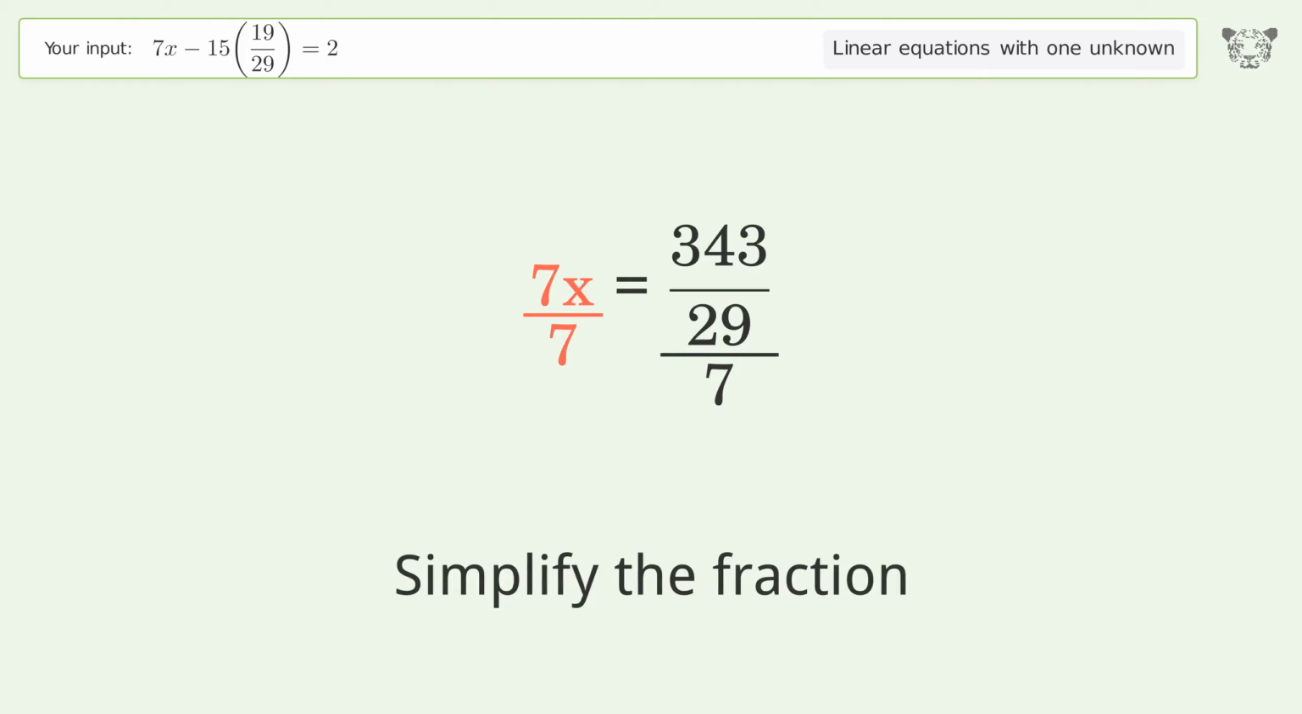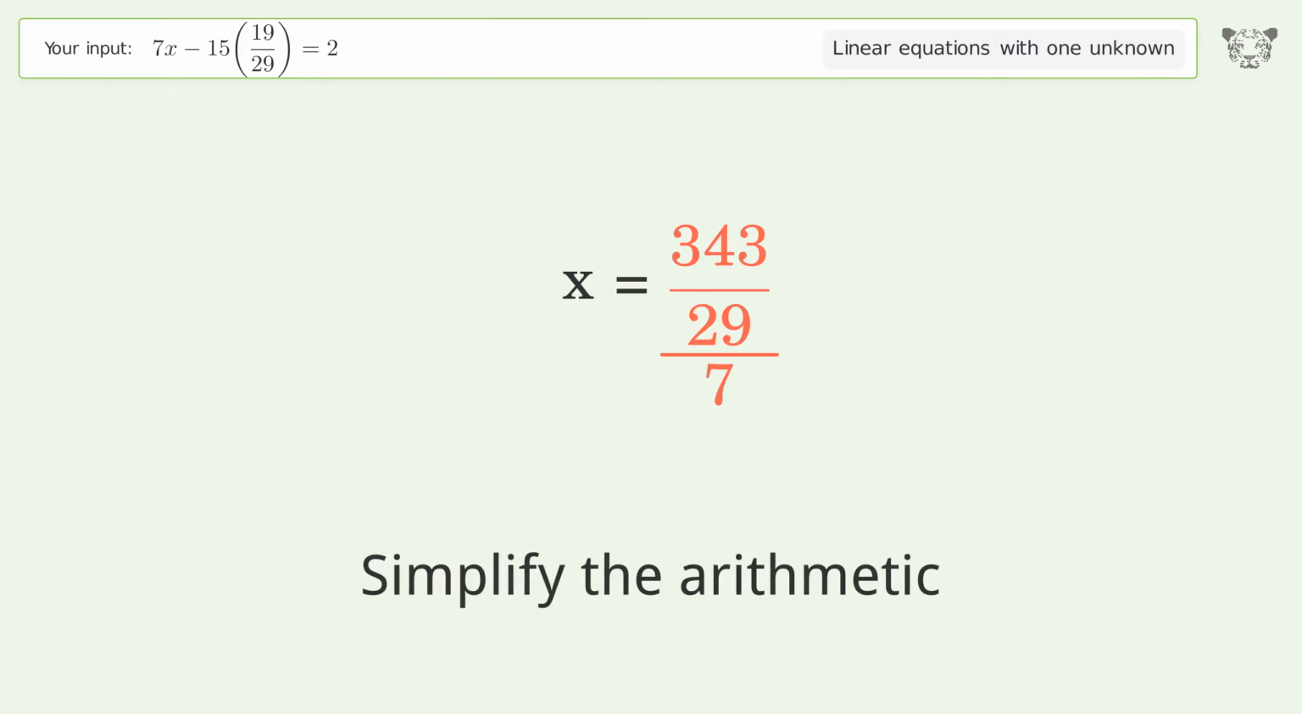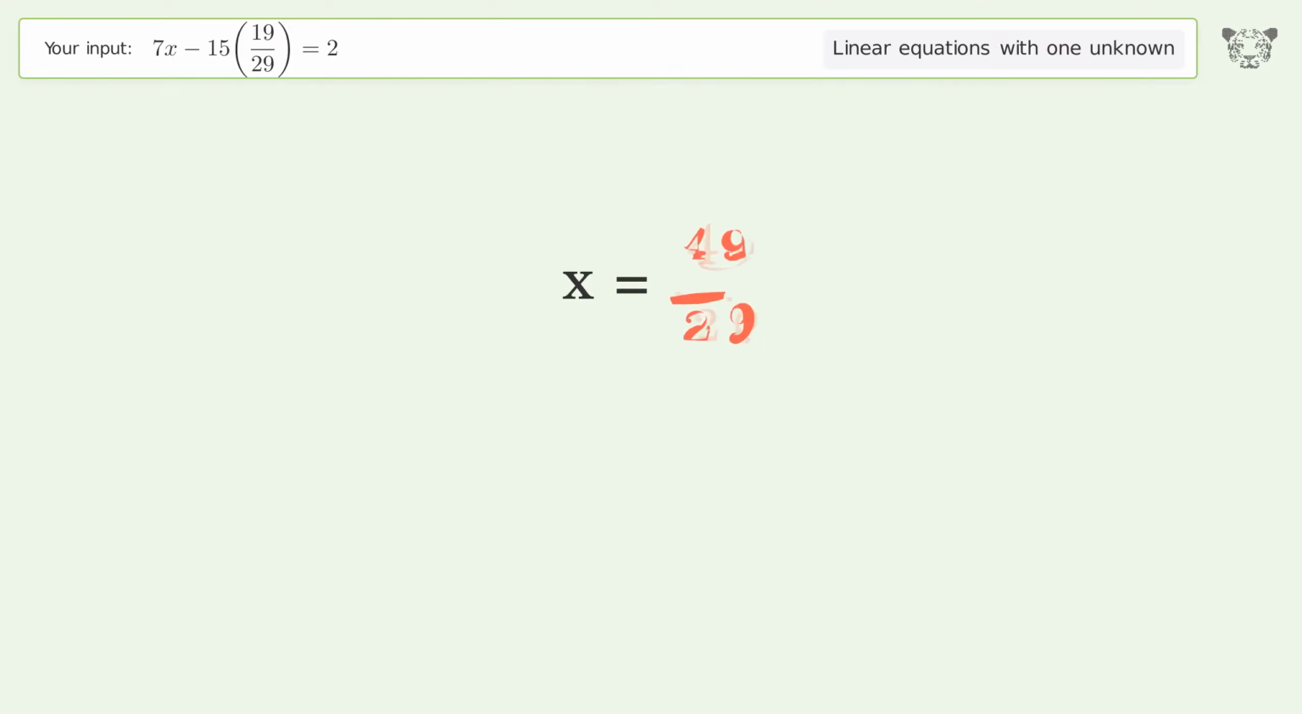Simplify the fraction. Simplify the arithmetic. And so the final result is x equals 49 over 29.